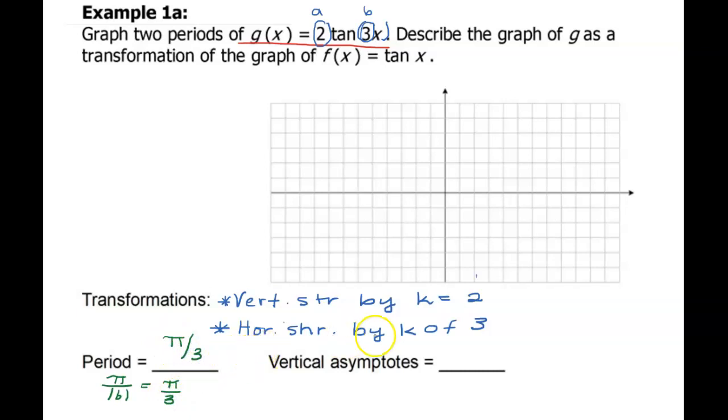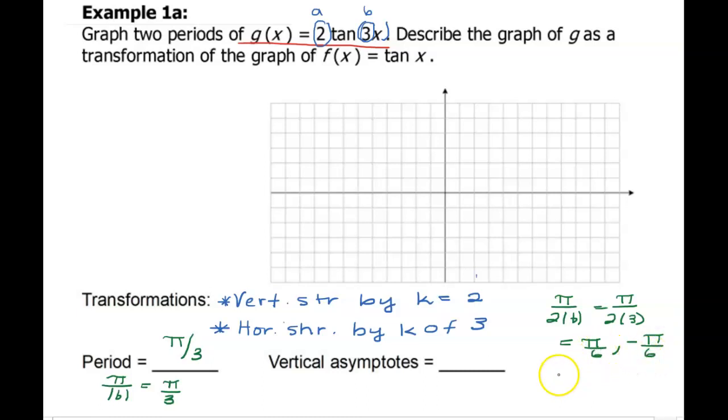Okay, so that's how we start, and we just repeat what happens at pi over 3. Now our vertical asymptotes can be found by pi over 2b, which is pi over 2 times 3, which is pi over 6. Okay, so think of that as 1 pi over 6, and then we want odd multiples. So not 2 pi over 6, but 3 pi over 6, which would be pi over 2 and negative pi over 2. Then 4 pi over 6 would be even, so 5 pi over 6 and negative 5 pi over 6, and we could keep going on and on.